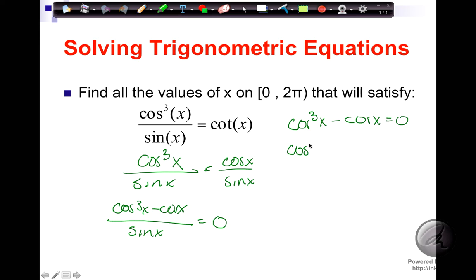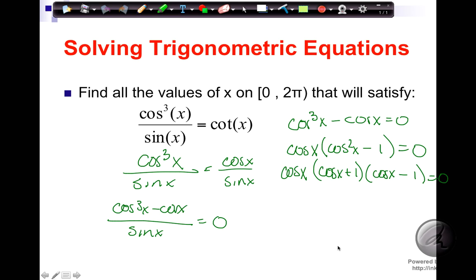I could then factor, and from this I can factor some more actually. If you remember your algebra 2, something squared minus 1 becomes that something plus 1 and that something minus 1. And this is super nice now because we have a product of three things that equals 0. That tells me that cosine of x has to be 0. Cosine x plus 1 is 0, so I'm going to say that means that cosine of x is equal to negative 1. And here this one tells me that cosine of x is equal to 1.